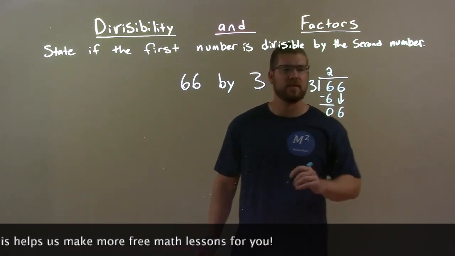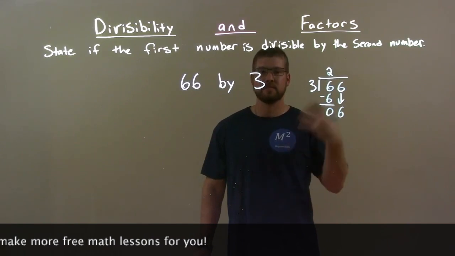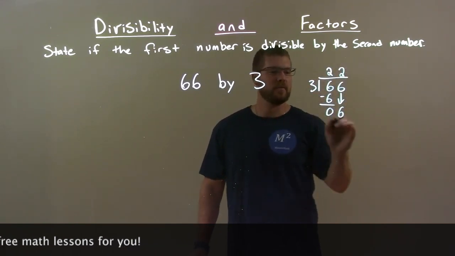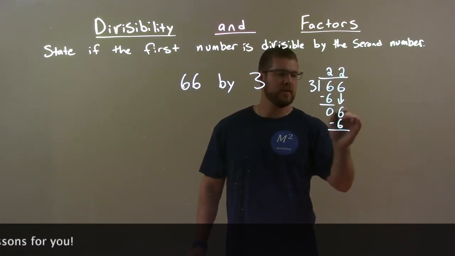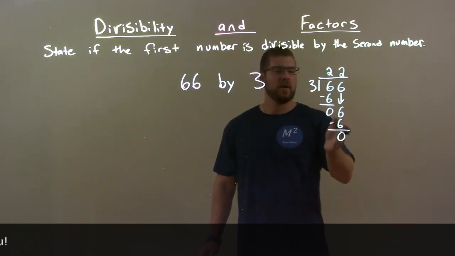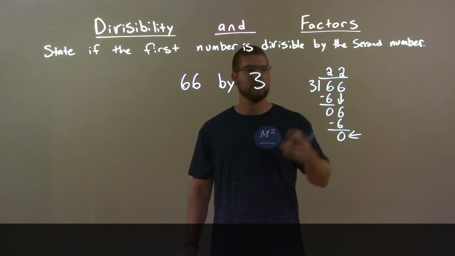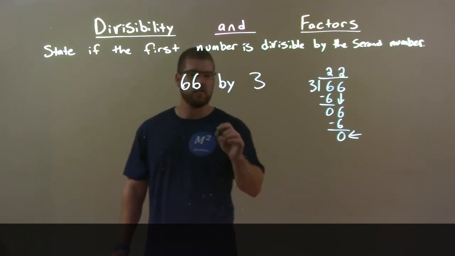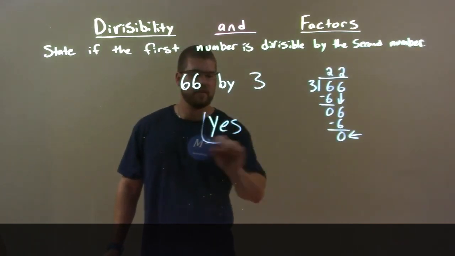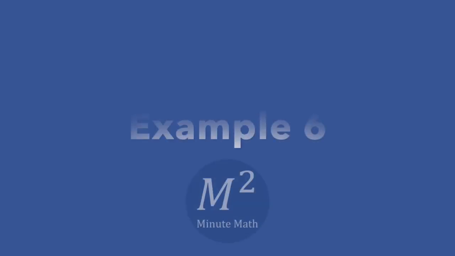Bring down this 6. Does 3 go into 6 again? Yes, 2 times. 2 times 3 is 6. Subtract, 6 minus 6 is 0. So now we have a remainder of 0, which shows that 3 goes into 66 evenly 22 times. So our answer here is just yes.